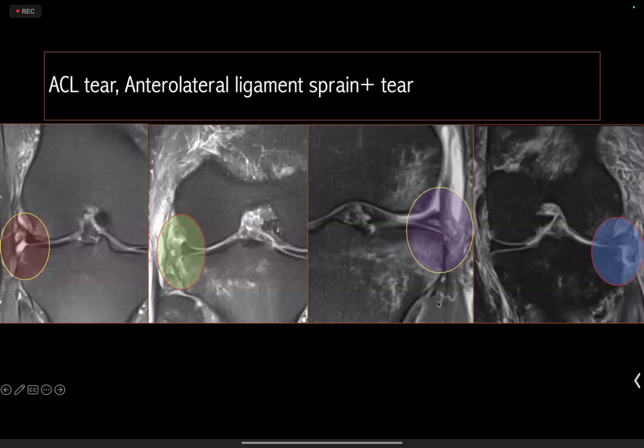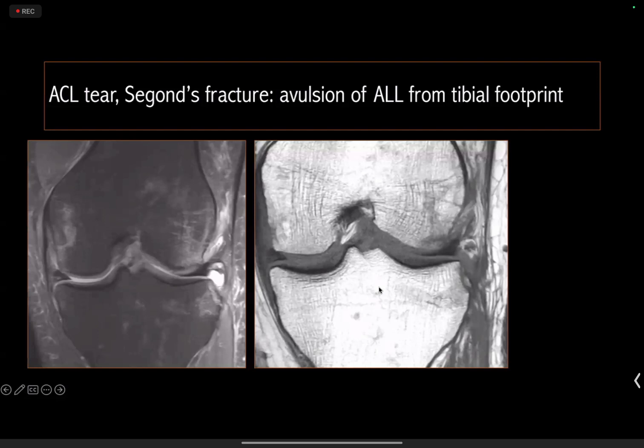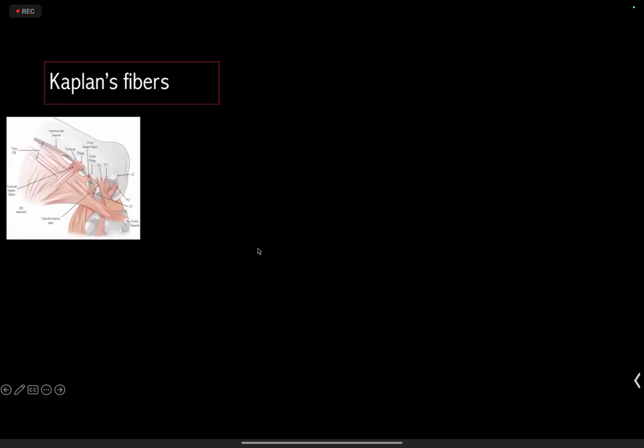Next to follow a torn ALL would be the presence of an avulsion injury, and there would be a bone fragment which would be avulsed from the lateral tibia, and that would be the Segond fracture, which involves the tibial footprint of the ALL. The important mention is about the Kaplan's fibers. Again, surgeons are very much interested in that.